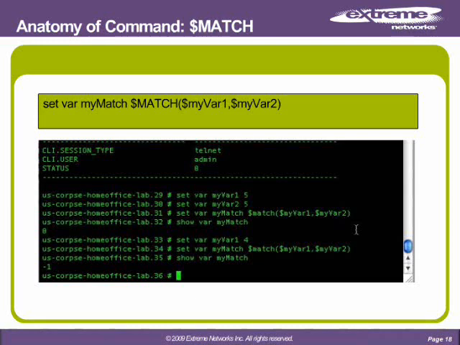Here we're showing off the power of the match function to evaluate greater than or less than. Now if you can see in the continuing captured output, we're setting myvar1 to 4, making it less than myvar2, and then we're invoking the match function again with a set var myMatch, invoking the match function, encapsulating the two variables that we want to compare, and we show var myMatch to -1, which means that myvar1 is less than myvar2.